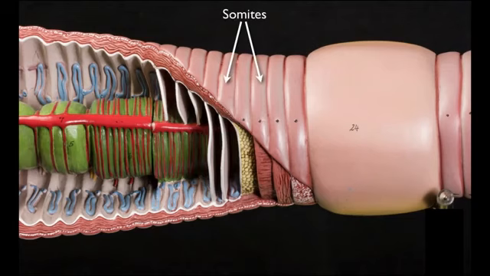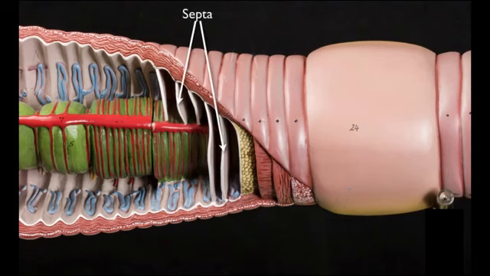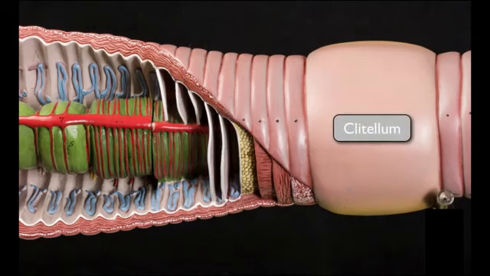Body segments are called somites. These segments are not merely lines on the body surface. The coelom is separated into compartments by septa. These thin membranes separate the coelom into watertight compartments. We will discuss the significance of this in a moment, but first, notice the clitellum.